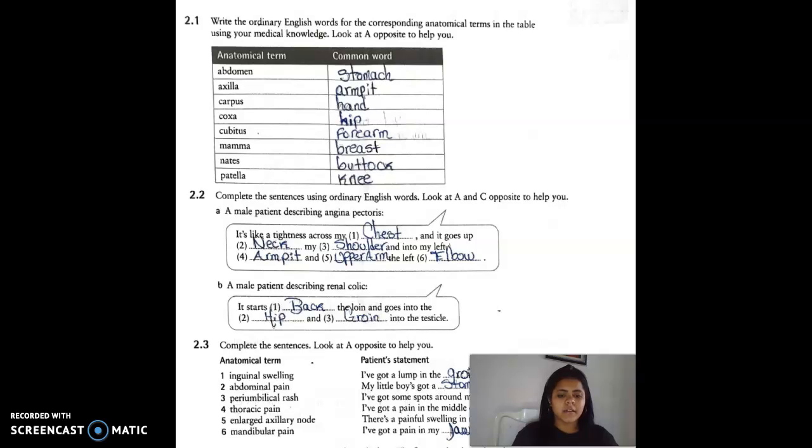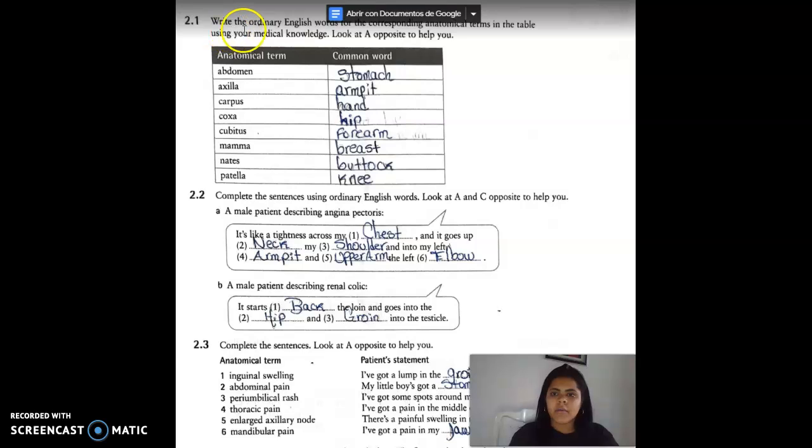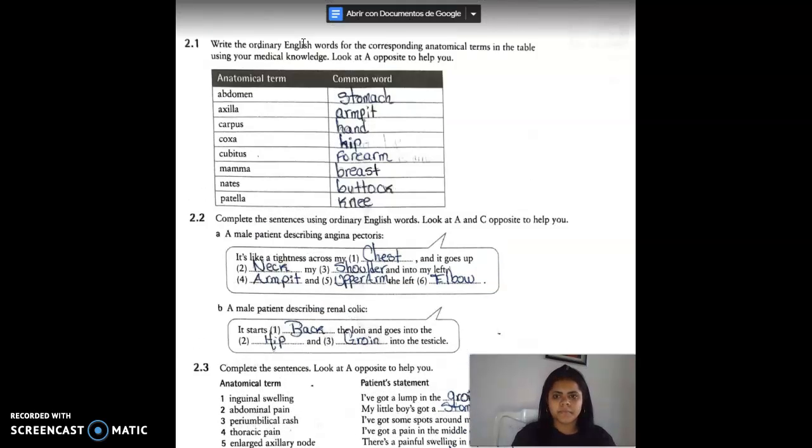This is the second exercise of Unit 1. 2.1. Write the ordinary English word. Write the ordinary English words for the corresponding anatomical terms in the table using your medical knowledge. Anatomical term and common word.